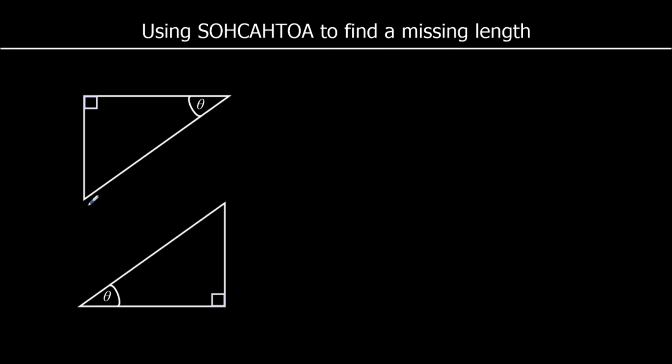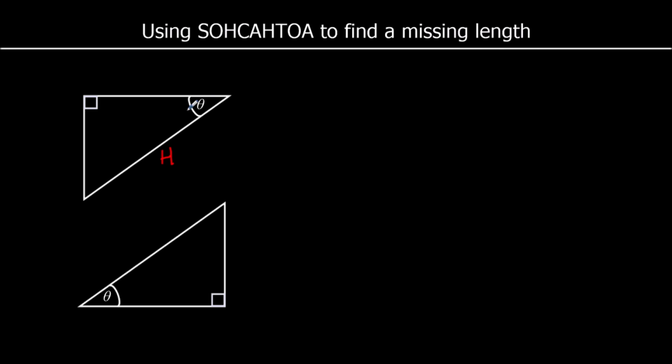Each of the sides on the triangle has got a name. The one opposite the right angle, the longest side in a right angle triangle, is called the hypotenuse. And we've got an angle marked here as theta. That just means it's an unknown angle at the moment. So that's our angle we're using in the question.